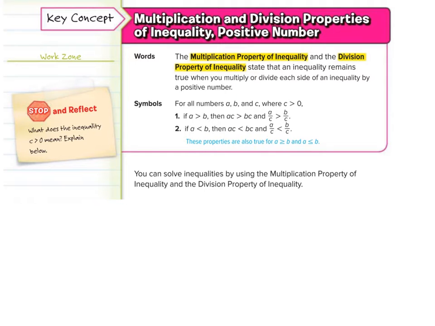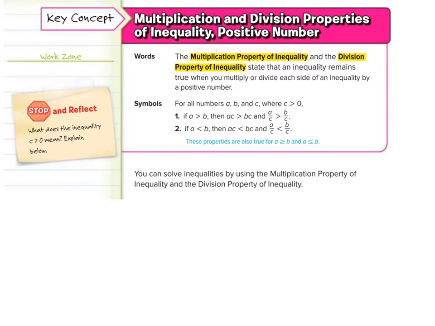Multiplication and division properties of inequality, positive number. The multiplication property of inequality and the division property of inequality state that an inequality remains true when you multiply or divide each side of an inequality by a positive number.